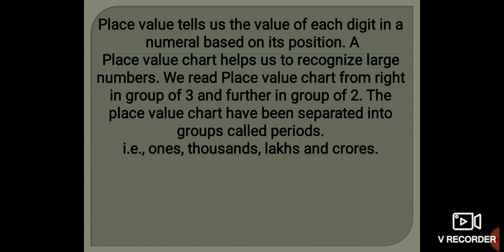Place value tells us the value of each digit in a numeral based on its position. A place value chart helps us to recognize large numbers. We read the place value chart from the right in groups of 3 and further in groups of 2. The place value chart has been separated into groups called periods, that is ones, thousands, lakhs and crores.